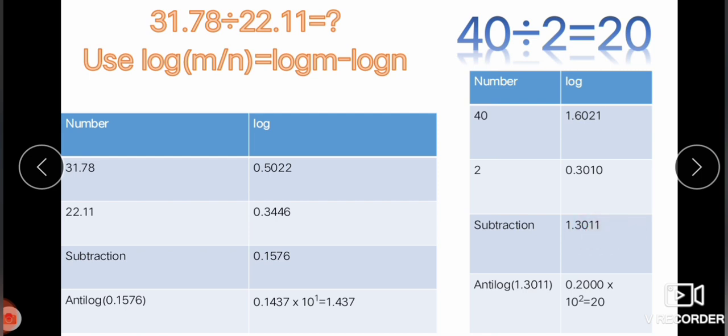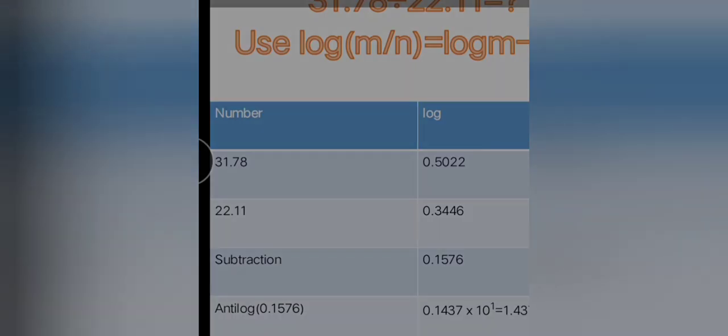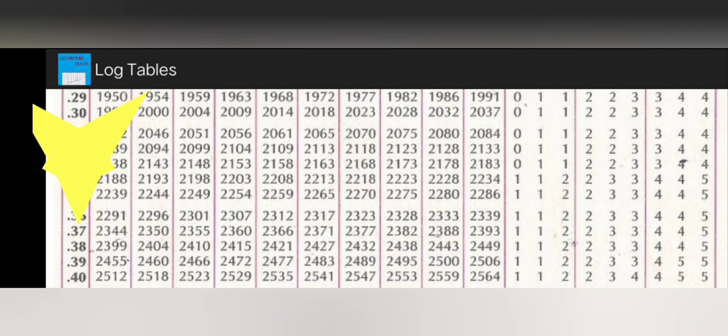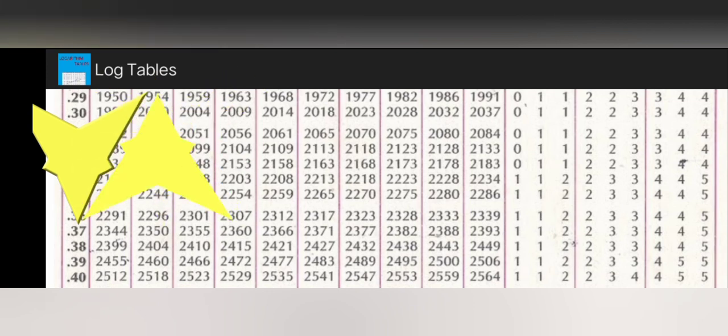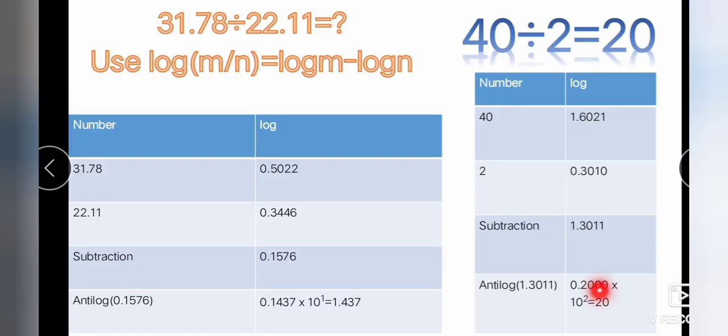Antilog of 0.3011 from the antilog table: look for the row of 0.30 in 1. Here you can see the value 0.2000 and there is no column of 0 in add, so the total value is 0.2000. Yes. Antilog of 1.3011 is 0.2000 and the power of 10 is 2. Add 1 here, 1 plus 1 is 2. So the division is 20.